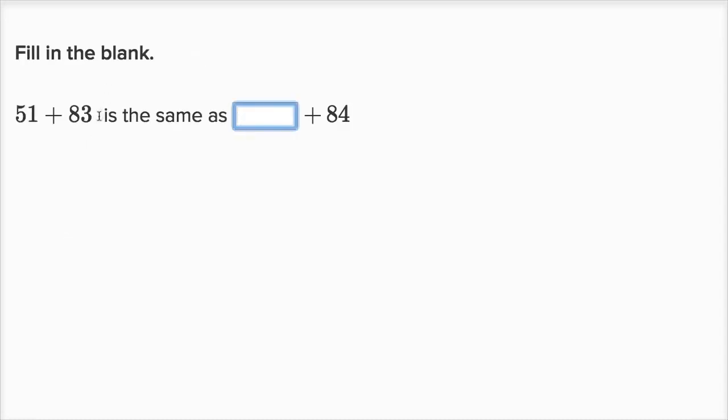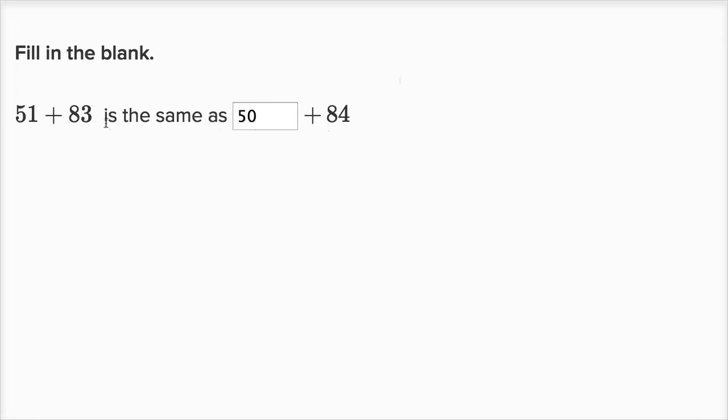Fill in the blank. 51 plus 83 is the same thing as blank plus 84. Well, they increased 83 by 1 to 84, so we've got to decrease 51 by 1. So this is going to be the same thing as 50 plus 84. Now, why would anyone care about this? Why would they do that? Well, I find this easier to calculate because now I just have to say 8 tens plus 4 ones plus another 5 tens. Well, that's going to be 13 tens and 4 ones, or 134. So I find this a little bit easier.